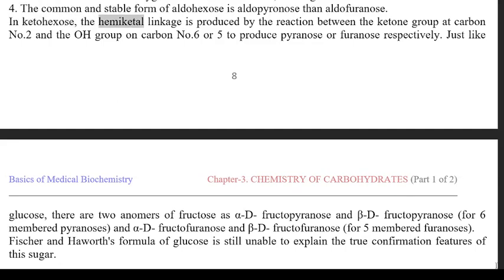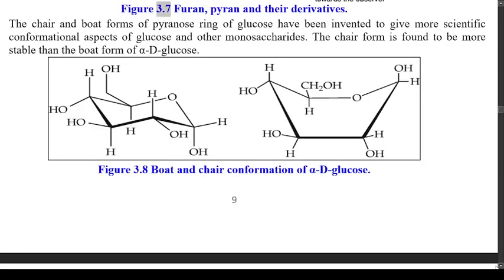In ketohexose, the hemiketal linkage is produced by the reaction between the ketone group at carbon number 2 and the OH group on carbon number 6 or 5 to produce pyranose or furanose respectively. Just like glucose, there are 2 anomers of fructose: alpha-D-fructopyranose and beta-D-fructopyranose, forming 6-membered pyranoses, and alpha-D-fructofuranose and beta-D-fructofuranose, forming 5-membered furanoses. Fischer and Haworth's formulas of glucose are still unable to explain the true conformational features of this sugar. Figure 3.7 Furan, pyran, and their derivatives.